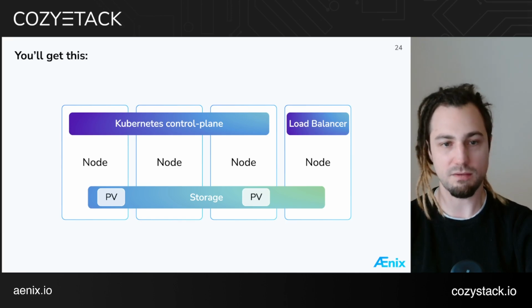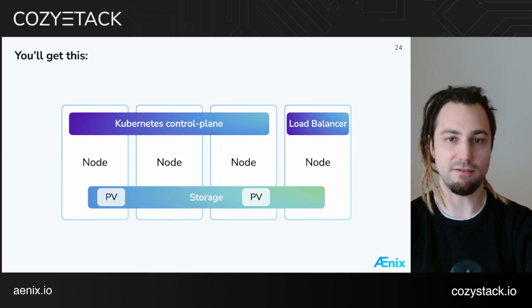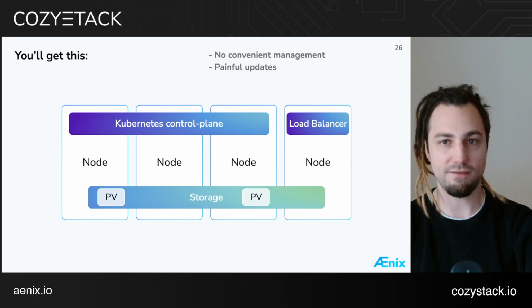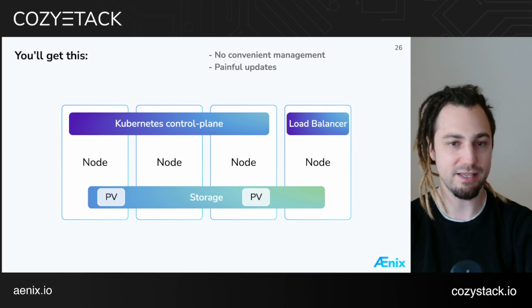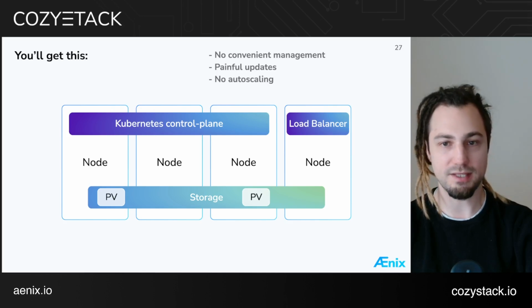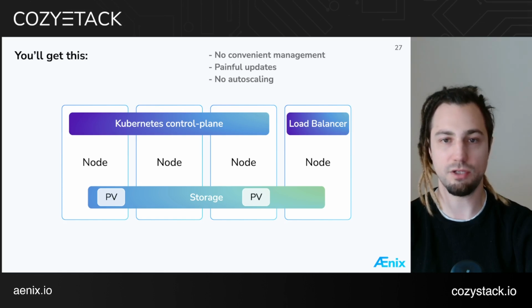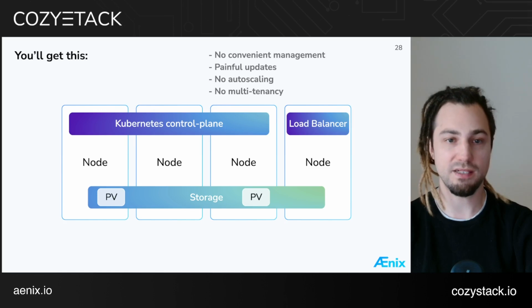This scheme is a little bit more complicated, I would say, because it has no convenient management. The updates are quite painful because the workloads running on these bare metal nodes should be prepared to run in such a way and be ready to migrate to other nodes, handle high availability and things like so. And of course, those bare metal nodes are difficult to scale. You might have some options to configure autoscaling for bare metal nodes, but it is not as flexible as for virtual machines. And of course, you have no multi-tenancy.